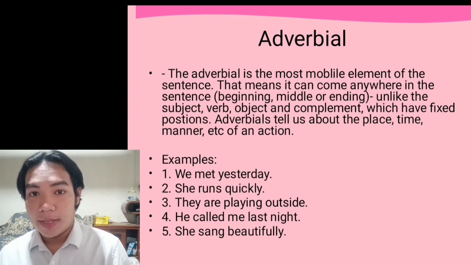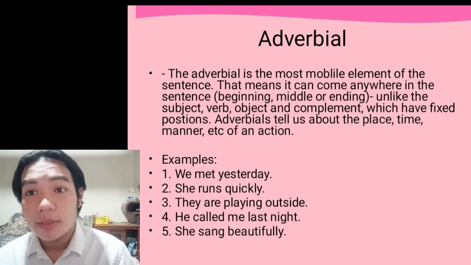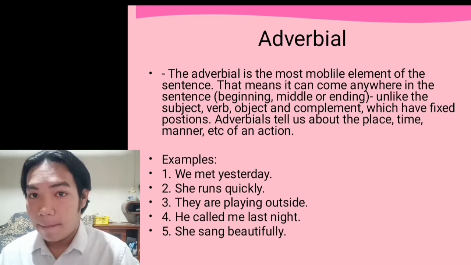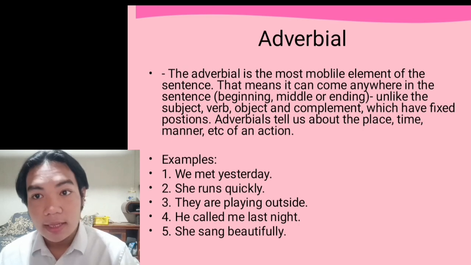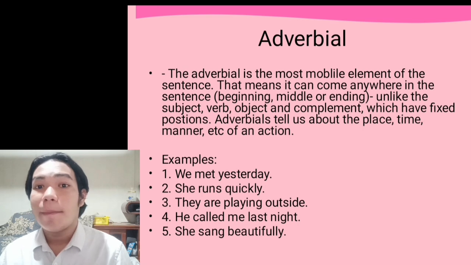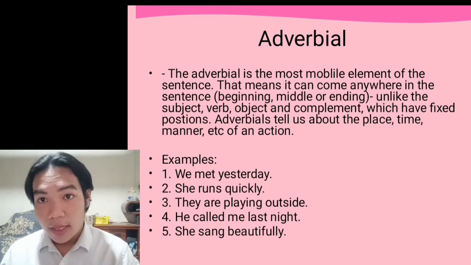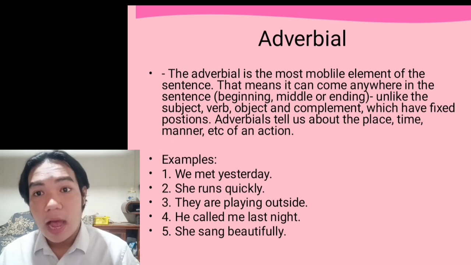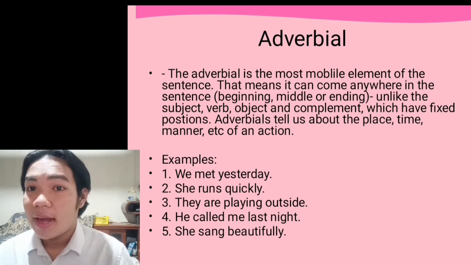And next we have the adverbial. The adverbial gives us extra information about the verb, like when, where, how, and why something happens. Adverbials are flexible. They can appear at the beginning, middle, or end of the sentence. For example, we met yesterday tells when. She runs quickly tells how. And they are playing outside tells where. This is an example of when, how, and where.